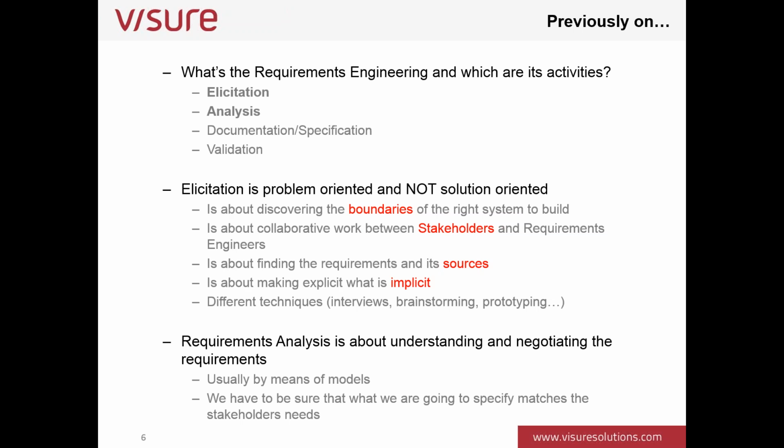So after eliciting those requirements, we have to analyze and understand them. That is what requirements analysis is about. It's about understanding and negotiating. Important is negotiating the requirements with the different stakeholders. Usually we use different kinds of models for better understanding those requirements, and that's where modeling comes in. And we also have to be sure that what we are going to specify matches the stakeholder needs. Okay.